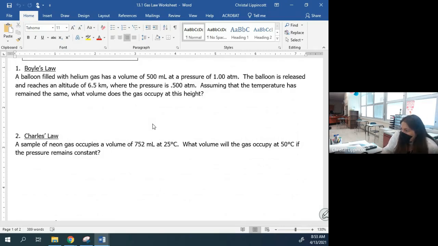Okay. So Boyle's law here, when we go through this, we've got a balloon filled. So in your packet, you should find the notes from yesterday. And then if you go several pages in, you're going to see 13.1.